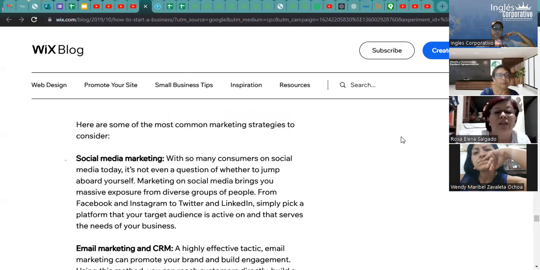Here are some of the most common marketing strategies to consider. Social media marketing. With so many consumers on social media today, it's not even a question of whether to jump in. Marketing on social media brings you massive exposure from diverse groups of people. From Facebook and Instagram to Twitter and LinkedIn, simply pick a platform that your target audience is active on and that serves the needs of your business.